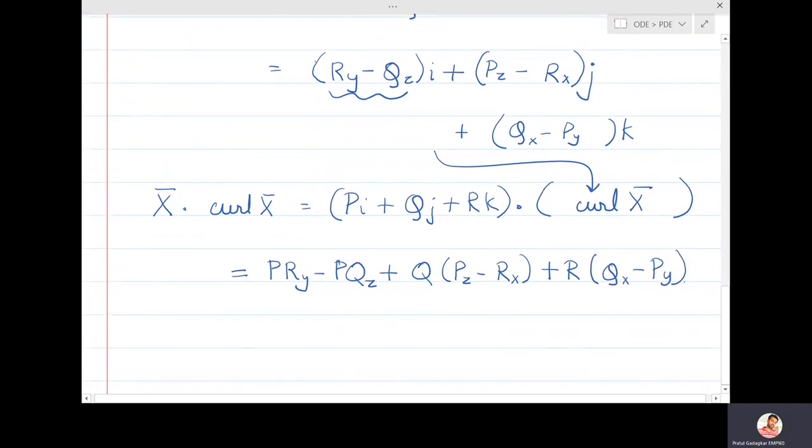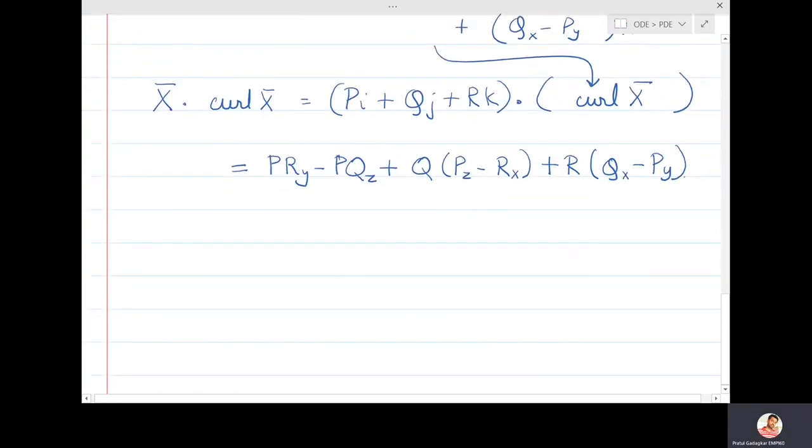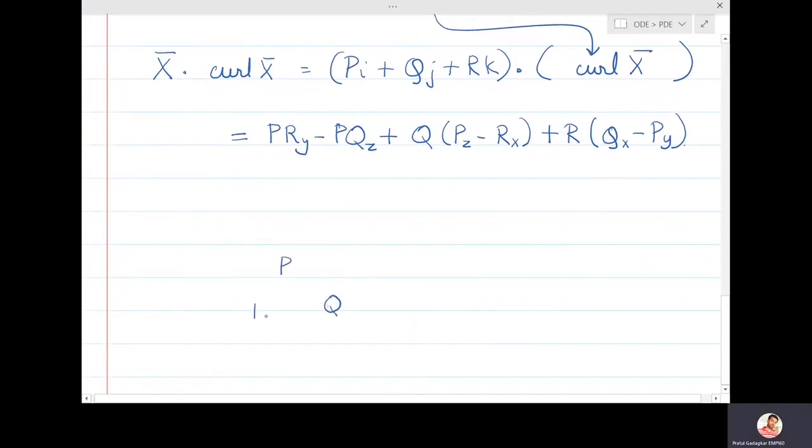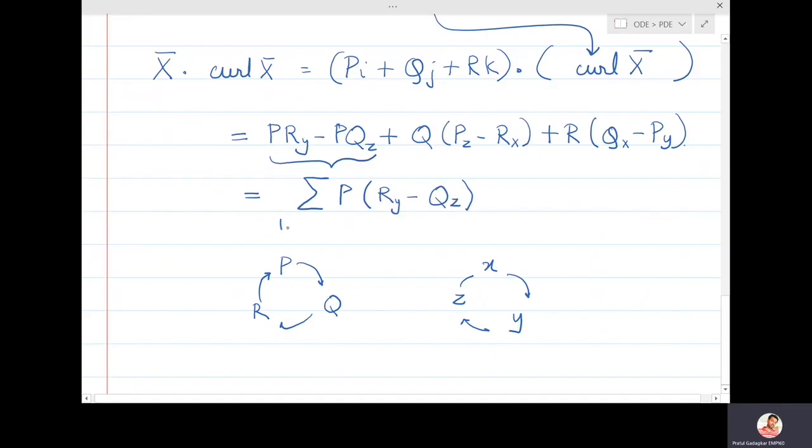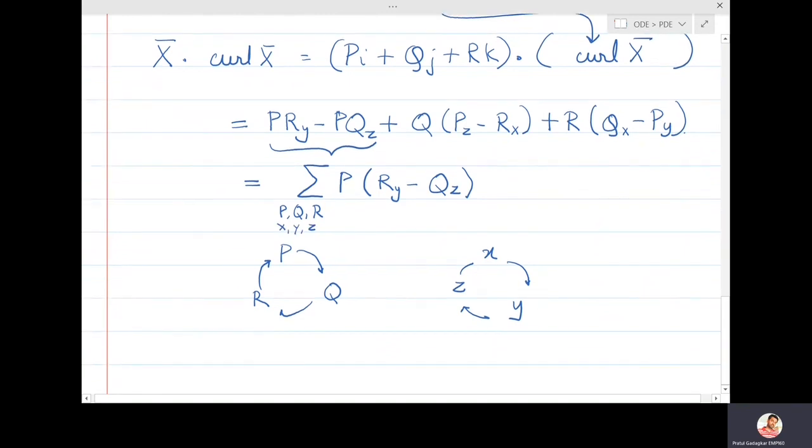Now you observe that if I look at the symbols P, Q, and R, they are in a cyclic way, and the three variables X, Y, and Z are also in a cyclic way. So I can write this as a summation of p(ry minus qz), where the variables P, Q and R will revolve along the cycle, and the variables X, Y, Z will also change their roles according to the cycle.